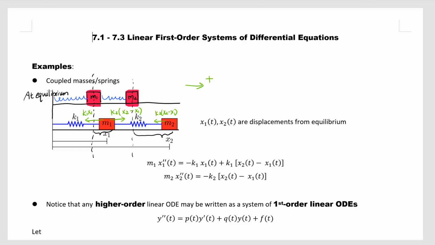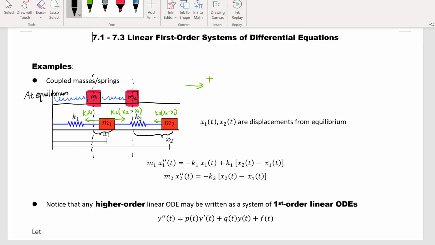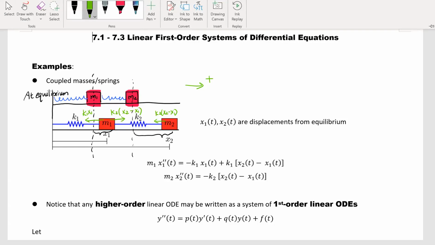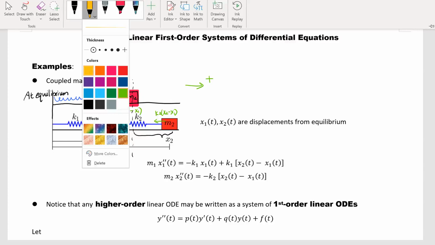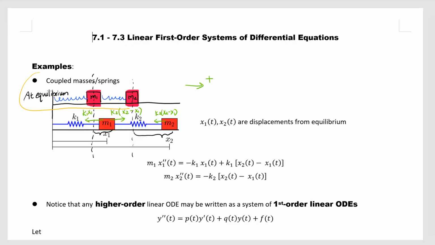Okay, so here is an example. We have coupled masses and springs. Here we have two masses and two springs. At the equilibrium position, they look like this. This picture is at the equilibrium position. Then when we apply a force, move this here and release, those two masses and springs start to bounce, right?